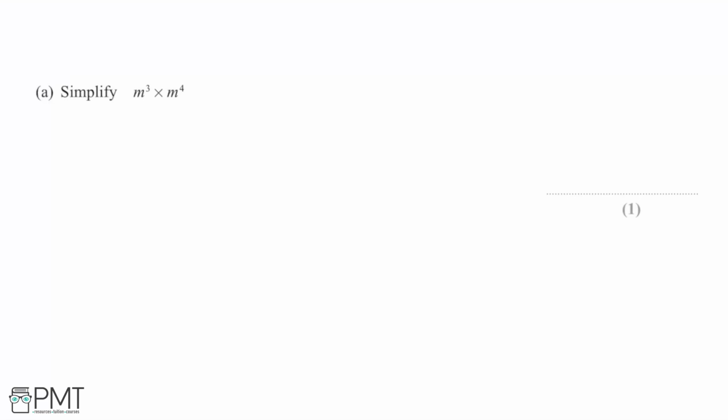So in the first part of this question, I'm asked to simplify m to the 3 multiplied by m to the 4. Initially, I've noticed that we're working with indices. We're working with two lots of m raised to different powers, and we're going to be multiplying them together. So if I'm thinking back to my laws of indices, and we're multiplying two different values together, I'm instantly thinking of an example such as x to the a multiplied by x to the b.